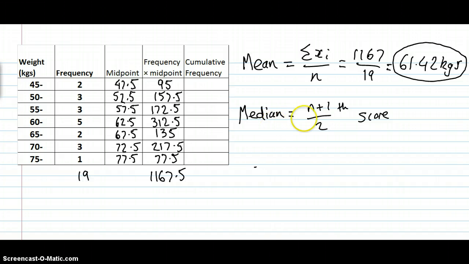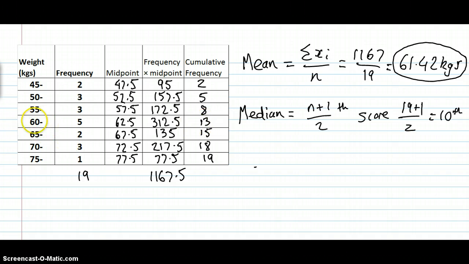Okay, to find the median, we need to find the n plus 1 over 2 score. So n in this case is 19, so it's 19 plus 1 divided by 2 equals the 10th score. So to find the 10th score, we need to put in our cumulative frequency values. And when we put in the cumulative frequencies, we find that the 10th score must be occurring in this group here. There's only been 8 scores up to this point, so the 9th, 10th, 11th, 12th, 13th scores were in here, so they were in this group.